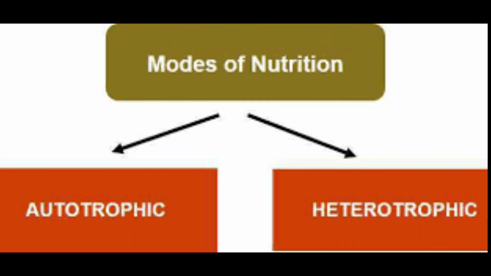We will now describe the different modes of nutrition of the various organisms. Modes of nutrition means methods of procuring food or obtaining food by an organism. There are mainly two modes of nutrition. One is autotrophic and another one is heterotrophic. We will now discuss the autotrophic mode of nutrition and the heterotrophic mode of nutrition in detail, one by one.